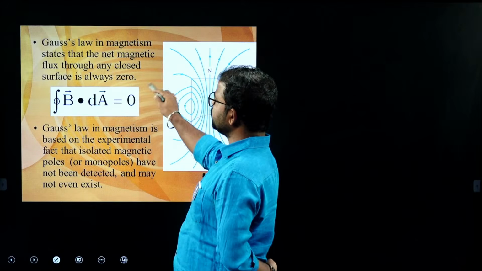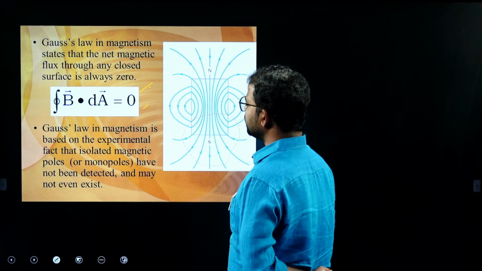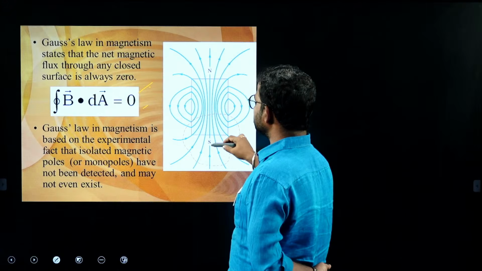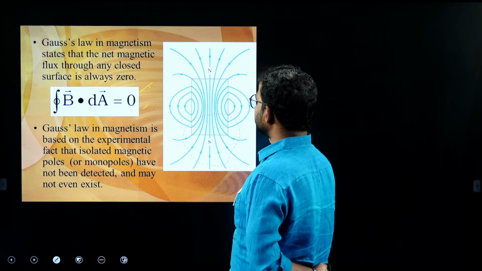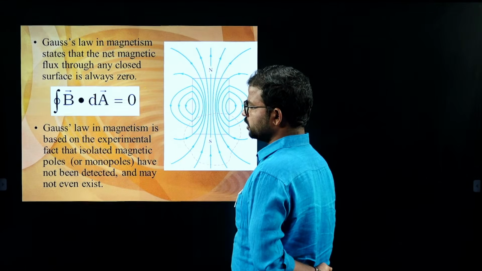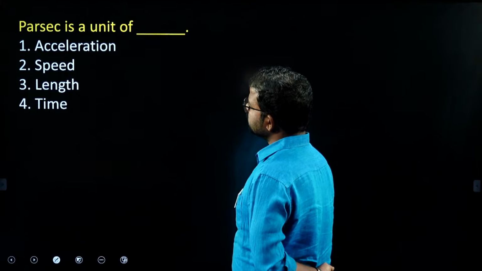So here it is B into A, magnetic flux and the area. This is a closed area, so we are getting almost 0 only.